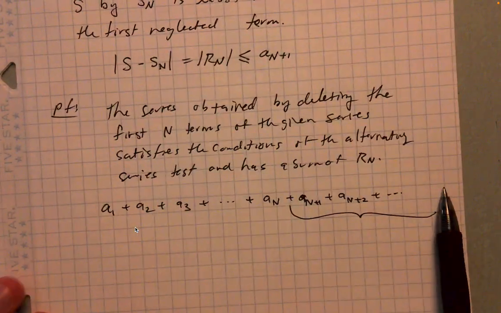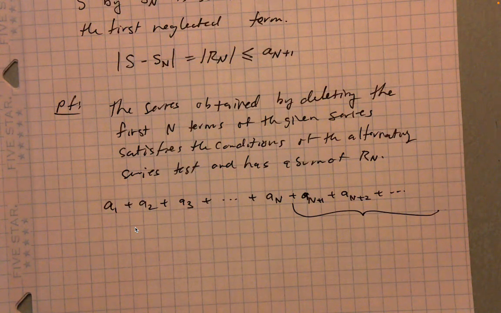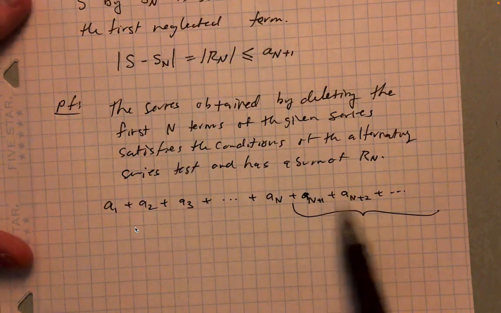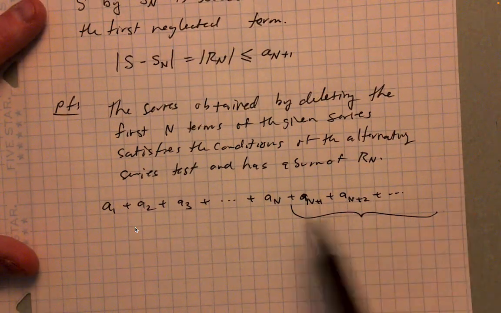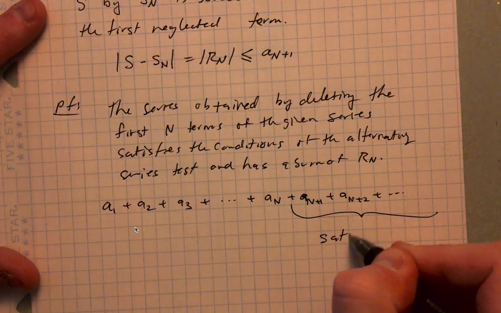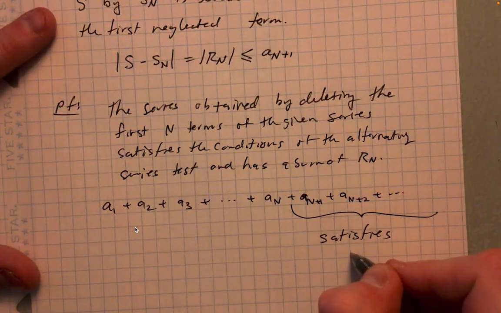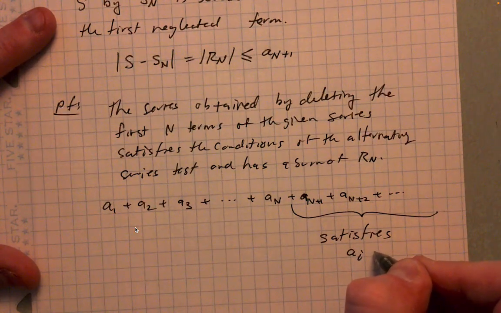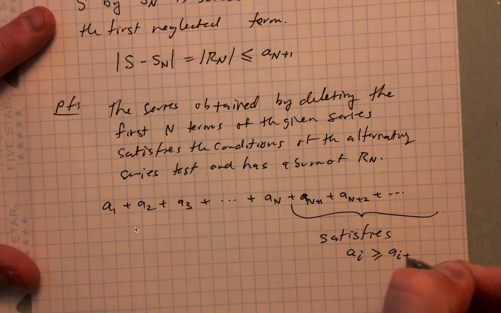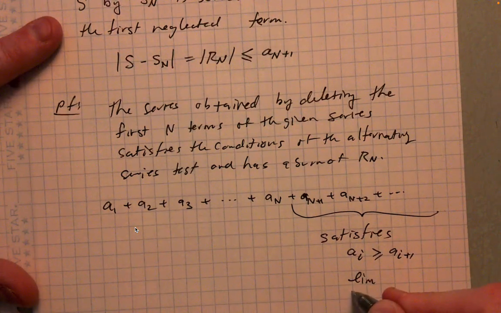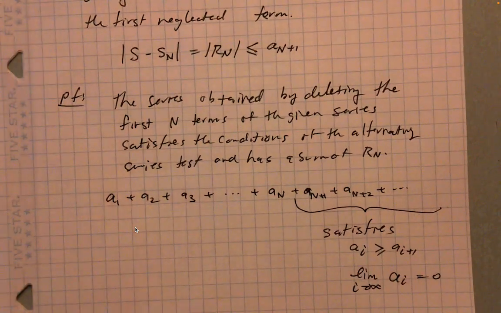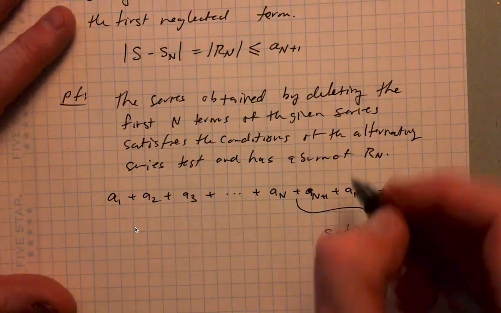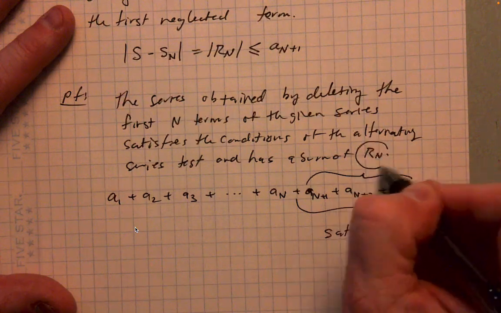Now, these terms are going to satisfy all of the conditions of the alternating series test, namely, the limit of the nth term is going to be 0, and also the terms will be decreasing. So it satisfies the condition that a of i is greater than or equal to a of i plus 1, and that the limit as i goes to infinity of a_i is 0. Those are the two conditions. So that's true, and then we just call this R of n.